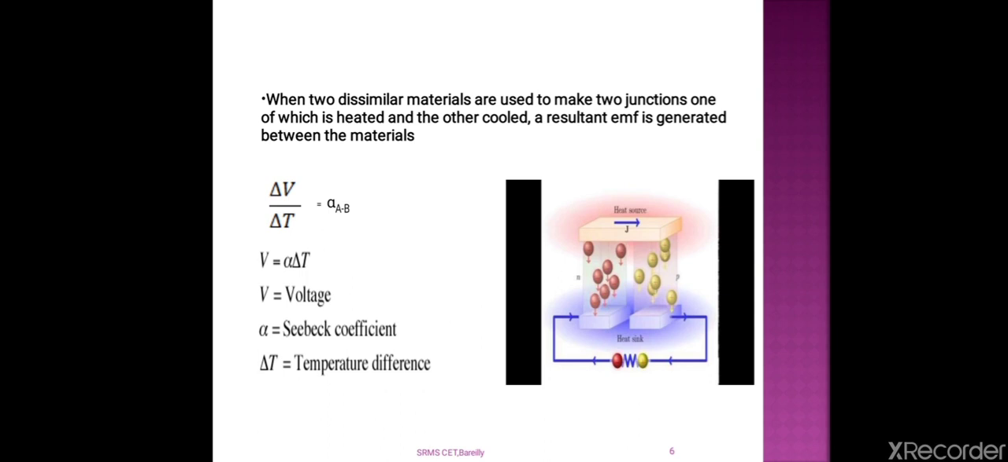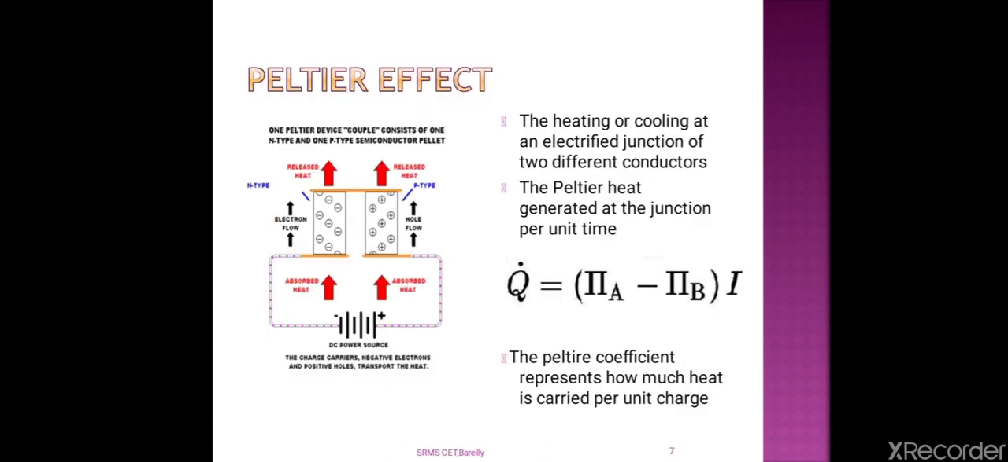Next in the list is the Peltier effect. The Peltier effect is many times said to be just the opposite, which means that if a direct current flows through a pair of junctions of dissimilar materials, then a temperature difference is created across the two junctions, resulting in heat flow. Again, I repeat, what it means is if you have two materials A and B.